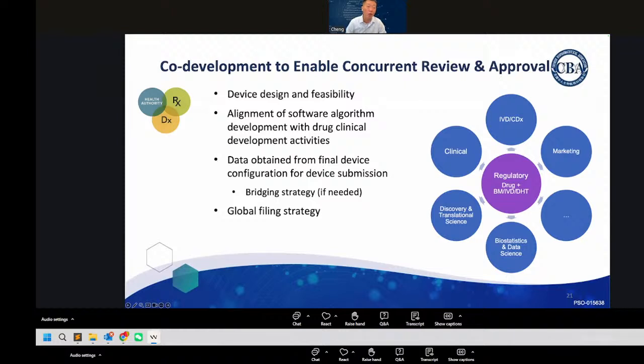Of course, that requires a lot of alignment with the DX partner on the device design and feasibility, alignment on the software algorithm development, what data will be used to support the biomarker assessment and the biomarker development, and also the final device validation. And what is the global filing strategy, not only in the US, but you also need to consider the EU, China, and also Japan. So this really requires a lot of functions within the pharma company and also the DX company to work very closely together with the FDA.